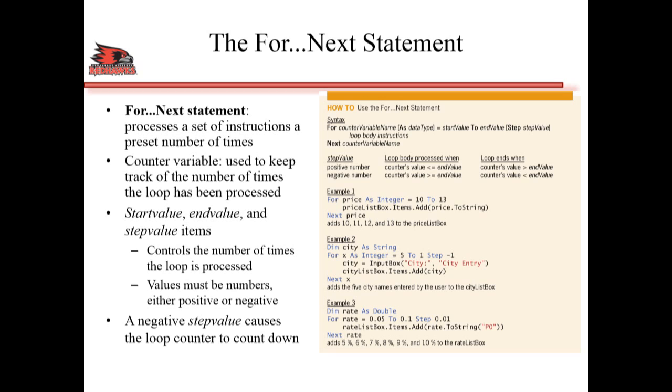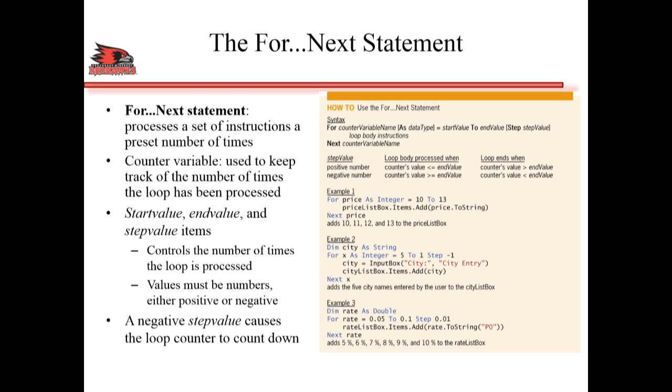And in the third example we have a variable called rate, which is a double, not an integer, and so it goes from 0.05 to 0.1 with a step of 0.01, and each time we have a list box which adds the numbers as it goes on. So basically adds 5%, 6, 7, 8, 9, and 10% to a list box called rate list box.